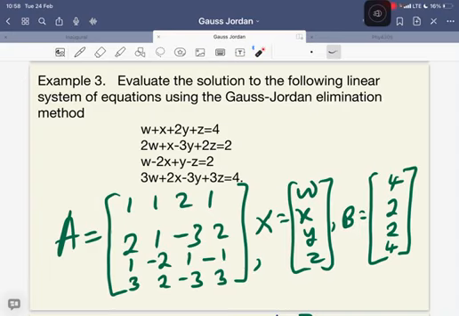The third example of the Gauss-Jordan elimination method involves evaluating only the solution for a given linear system. In this system, we are given a 4x4 system, and we are going to evaluate only the solution. Since we are evaluating only the solution, when we construct our Gauss-Jordan elimination arrangement, we will not include the identity matrix.